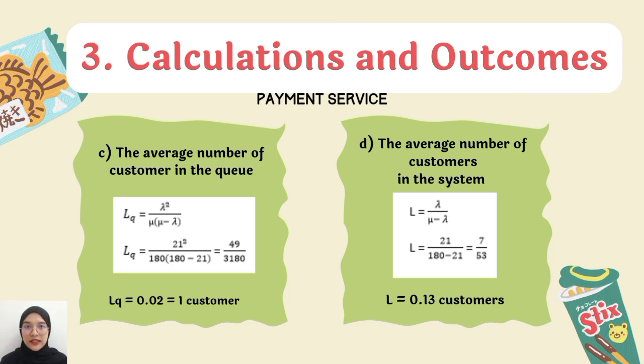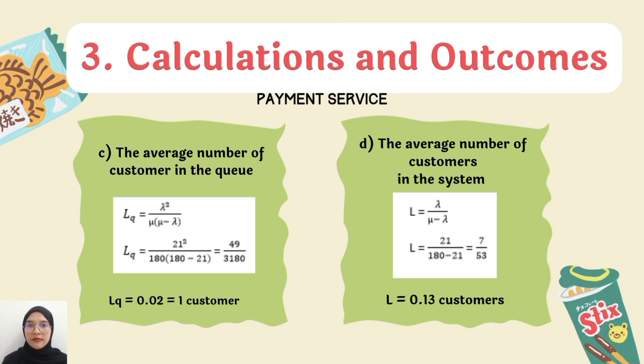By substituting the values, LQ equals 21 squared over 180 times the bracket 180 minus 21, equals 49 over 3180, approximately 0.02. So this means on average there are approximately 0.02 customers, or close to 1 customer, waiting in the queue.